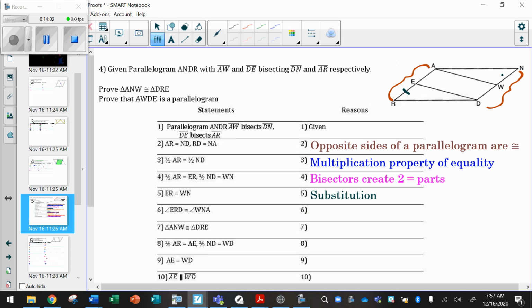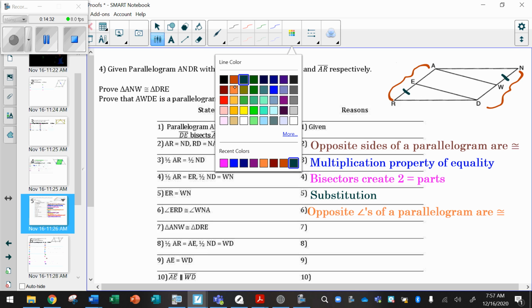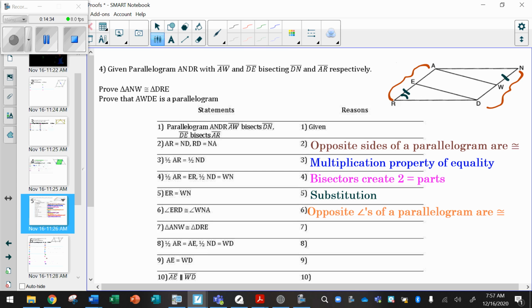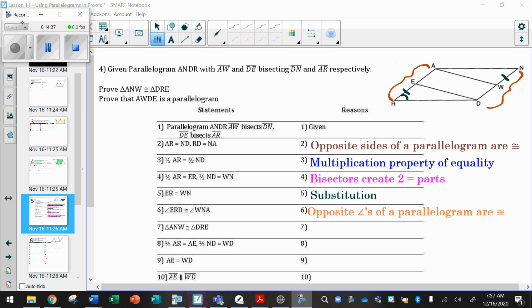Nothing for you to get too stressed out about. Doesn't happen very often. But that's what they're looking for as to why 1/2 of the full side of the parallelogram is equal to ER. That's from the bisector. Next, angle ERD. If you look and find angle ERD and AND, or they have it labeled as WNA, those are opposite angles of a parallelogram. That's pretty straightforward if you remember what the parallelogram is given.